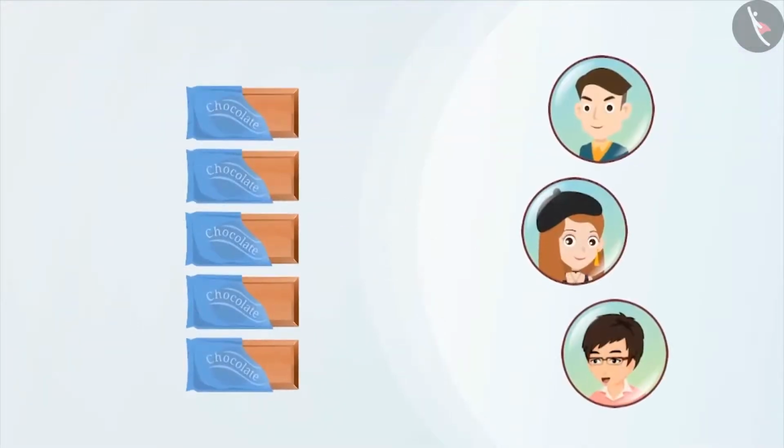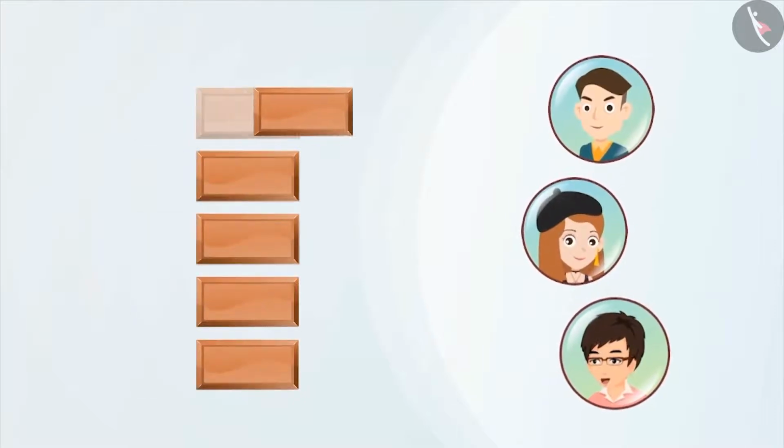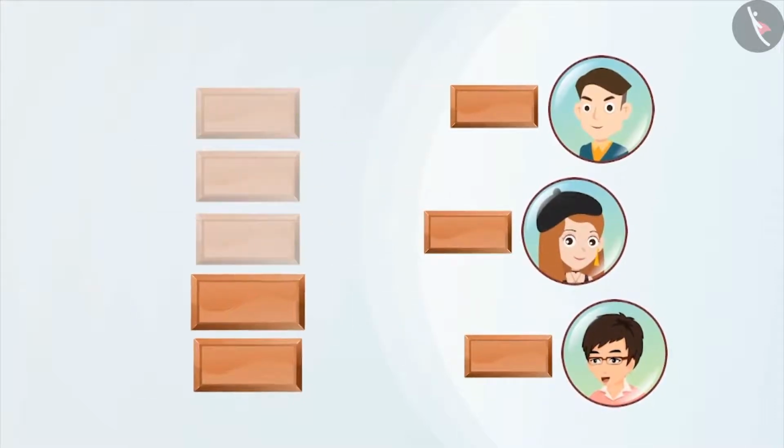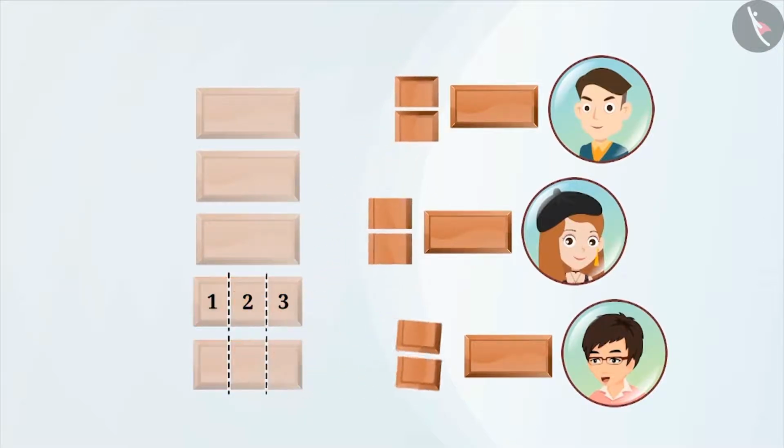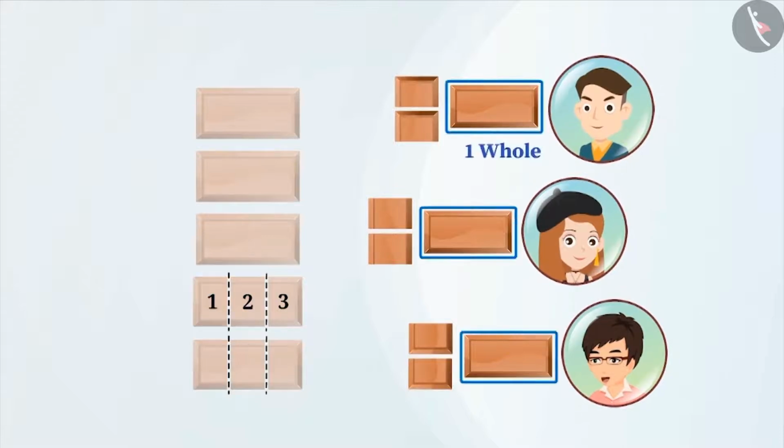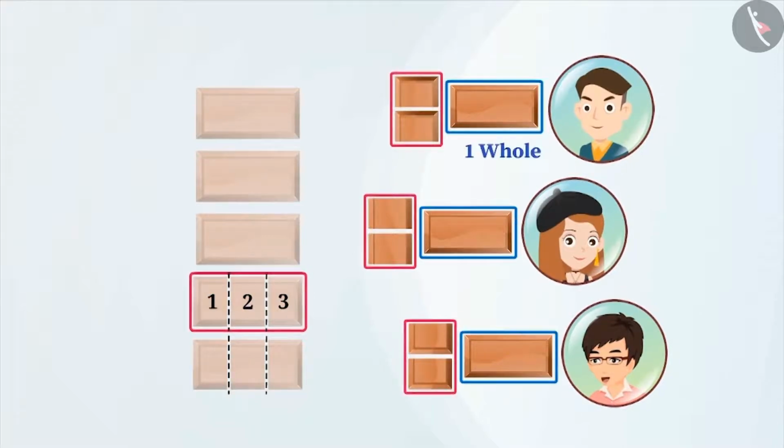There is another way to divide 5 chocolates among 3 people. First, we will give 1 whole chocolate to each person. The remaining 2 chocolates will be equally divided into 3 parts and 2 parts are given to each person. This way, each person has 1 whole chocolate and 2 parts out of 3. This can be expressed as 1 2/3.